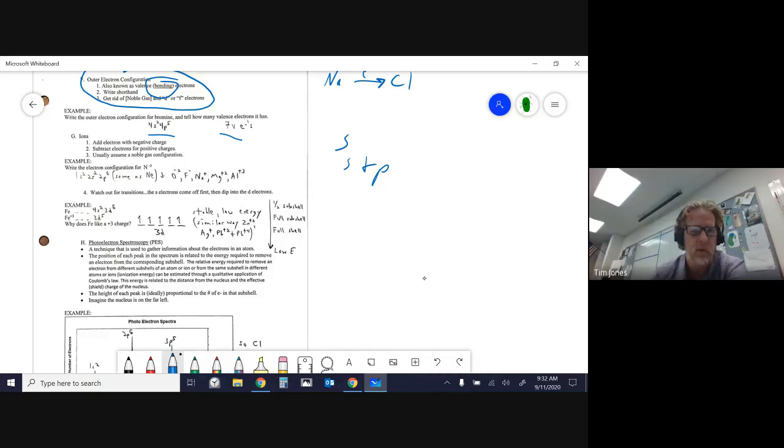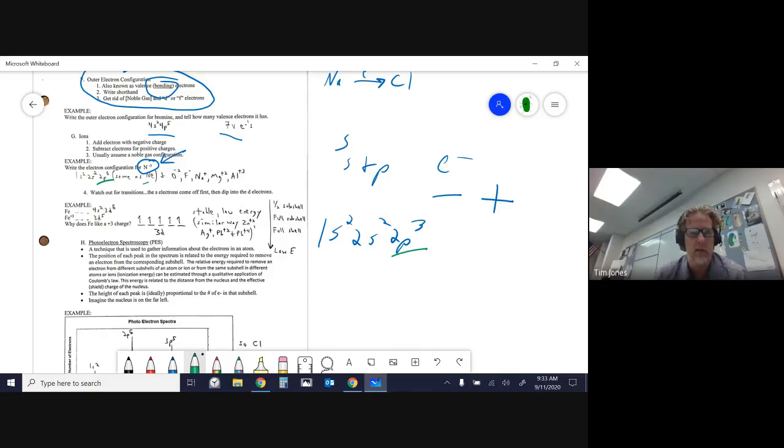Ions. Remember, electrons are negative. So when you gain electrons, you become more negative. When you lose electrons, you become more positive because now the protons are outnumbering the electrons. So take a look at this example with N minus 3. Nitrogen normally is 1s2, 2s2, 2p3. But if it gains 3 electrons, they go into this p, and that's why you end with a 2p6.